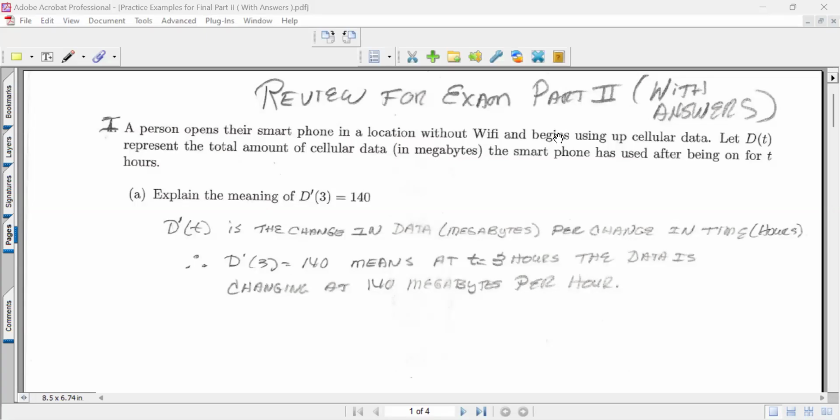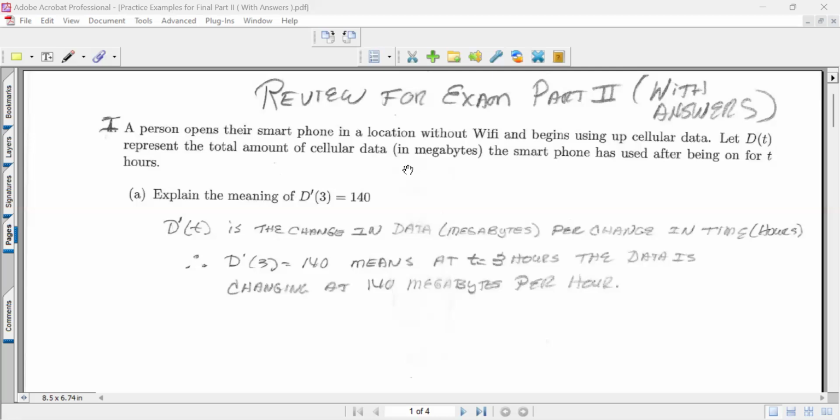This is a review for an exam. This is part two of the review, and not only is it a review, but we're working out the problems step by step. Now, I want to point out that this is not a problem that is on the exam, but similar, the same type of thinking that you will need to use for one or several on the exam. This is number one.